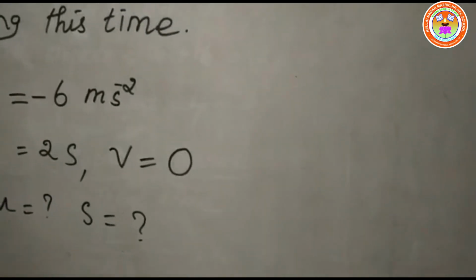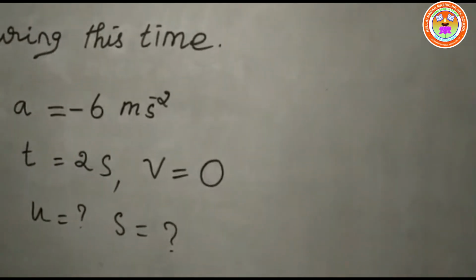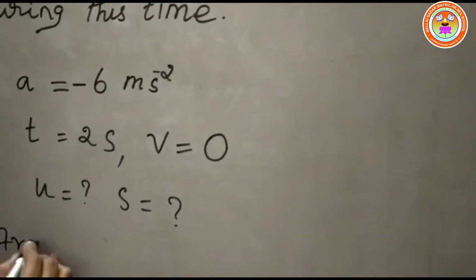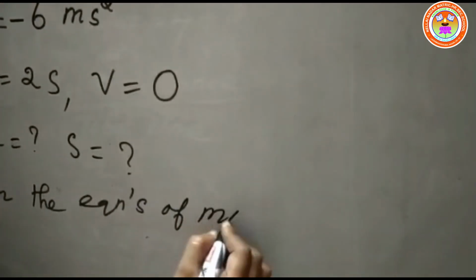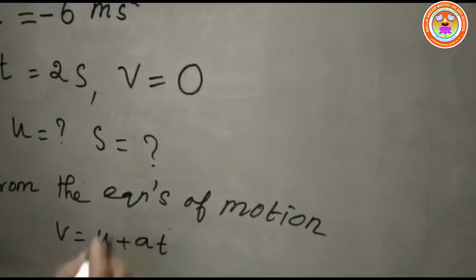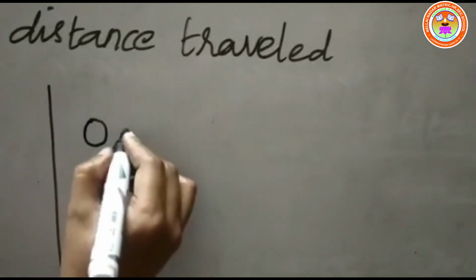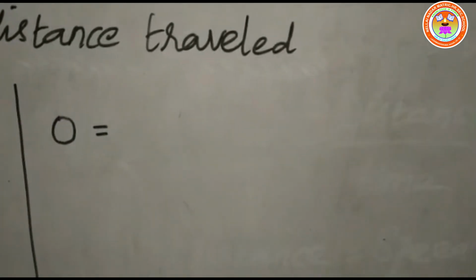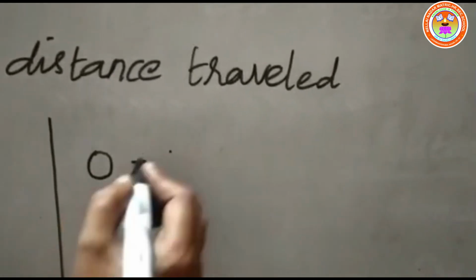So first we got to find out the initial velocity. From the equations of motion only we are going to find out the initial velocity value. From the first equation of motion, what is the first equation? That is V is equal to U plus AT. And after that we are going to substitute the values. V value we already know. The car comes to stop, so V is equal to 0. U only we are going to find out.